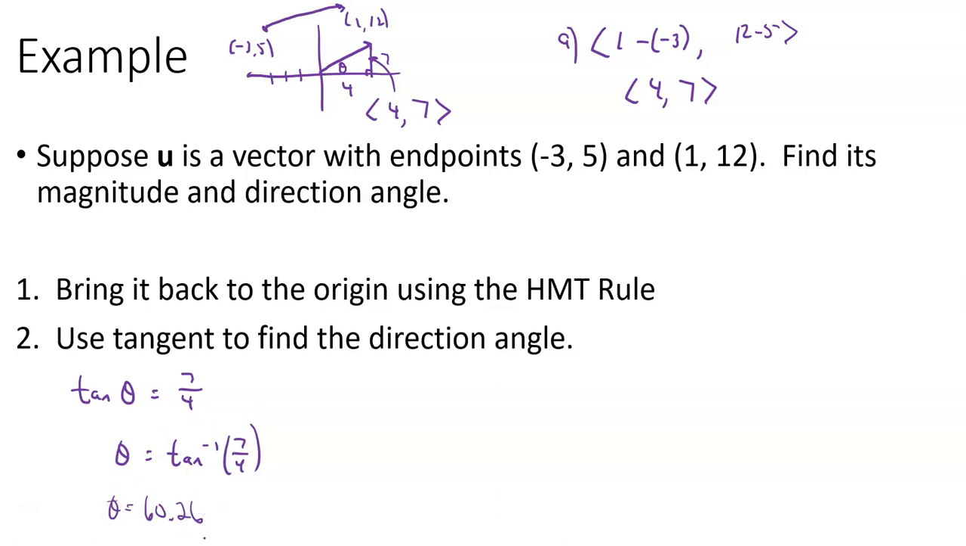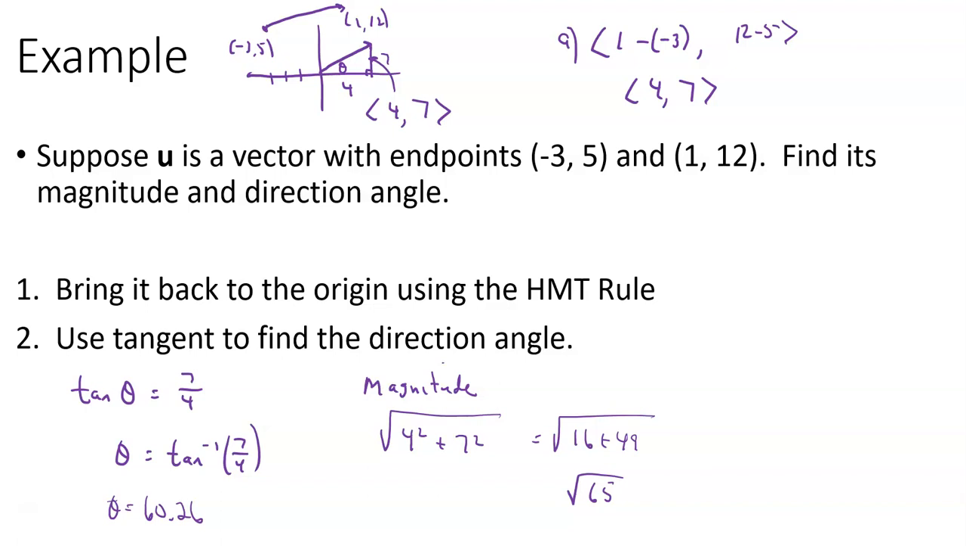And the other thing I could find if I wanted to was the magnitude. Okay? So the magnitude of the vector would be the square root of 4 squared plus 7 squared. So I get the square root of 16 plus 49, square root of 65. Right? So that's the magnitude. So I have magnitude and I have direction because vectors have both magnitude and direction.